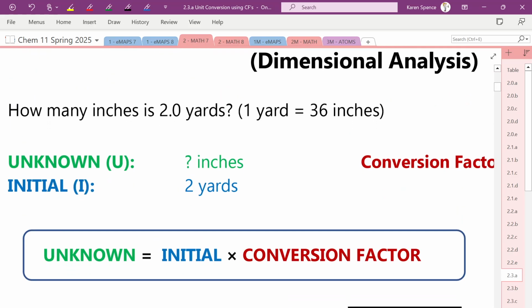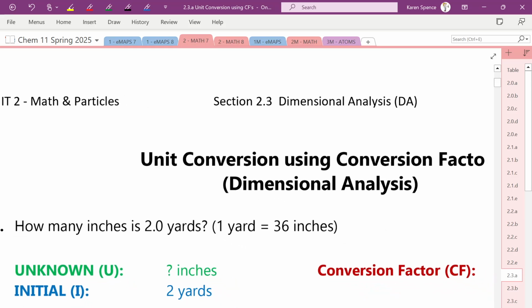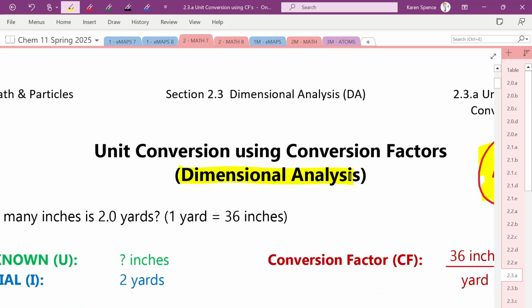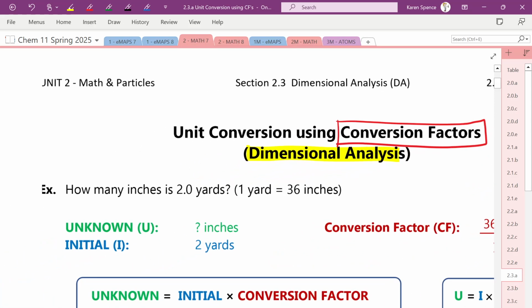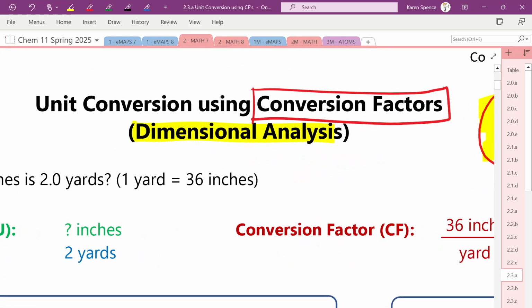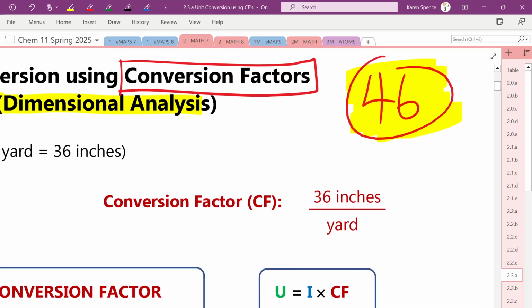So what is this business of dimensional analysis, also known as unit conversion using conversion factors? A conversion factor is something where you have two things that are equal.